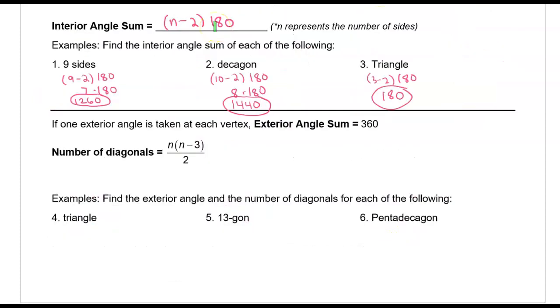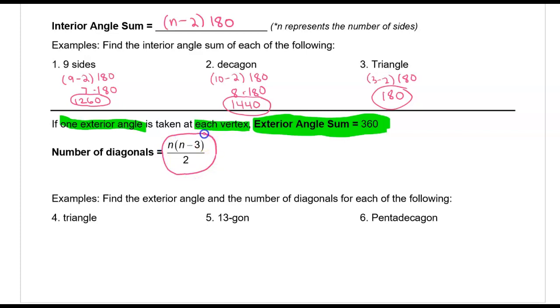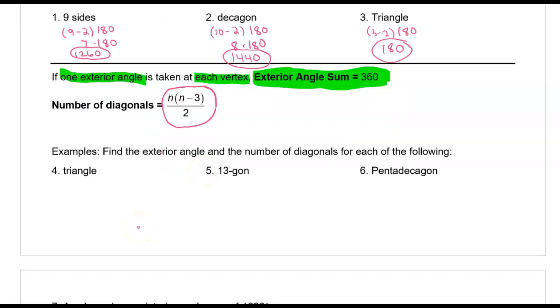The next formula is one of the easiest formulas we have in geometry. If we draw one exterior angle at each vertex and we add them up, the exterior angle sum is 360. So it does not matter how many sides there are, the sum will always be 360. And finally, we have our last formula. The number of diagonals in a polygon is given by the number of sides times the number of sides minus 3 over 2. Find the exterior angle and the number of diagonals for each of the following.